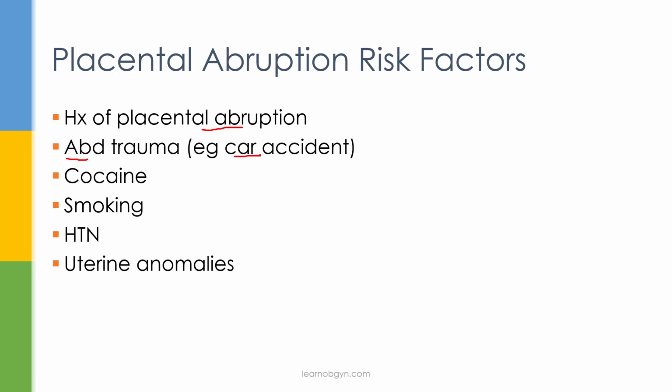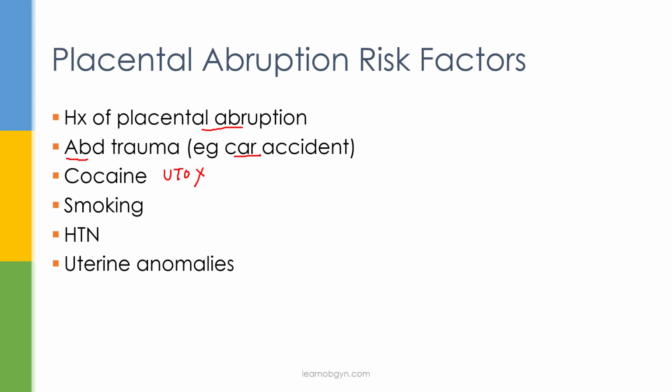Cocaine is a common cause of abruption, and because of this, you should consider getting a drug screen on patients who you think are having an abruption. Smoking also negatively affects the vascular integrity of the lining of the uterus, so this may also increase the risk of abruption. Hypertension is another significant risk factor. Whether it's from chronic hypertension, gestational hypertension, or preeclampsia, these patients have about a 5 times increased risk of abruption compared to normotensive patients.